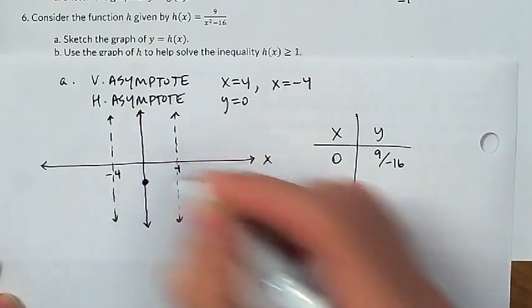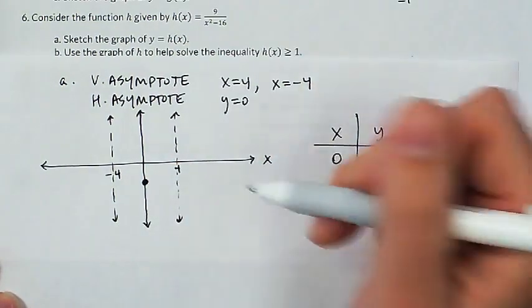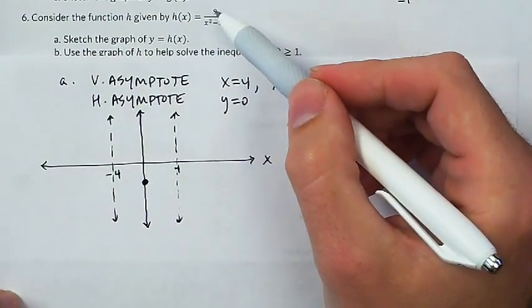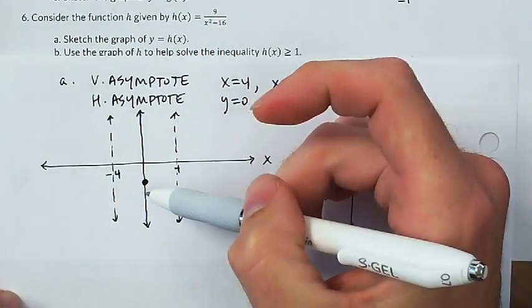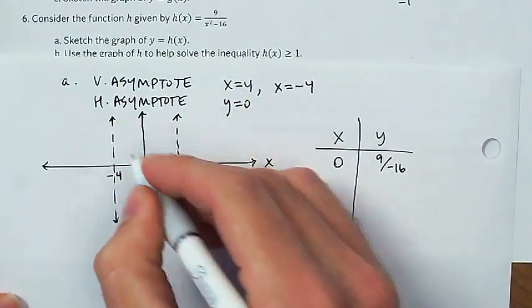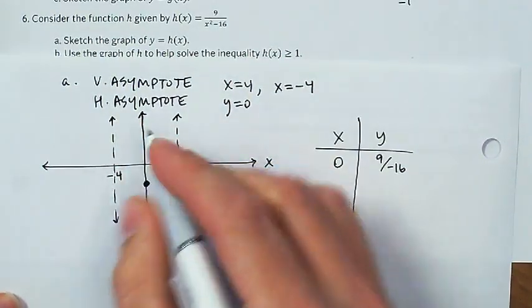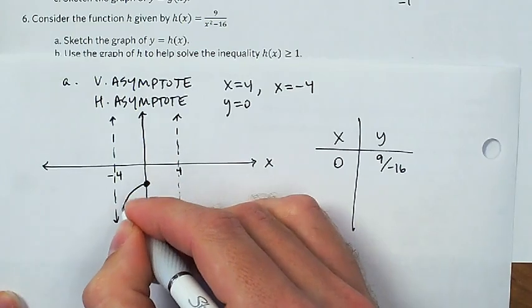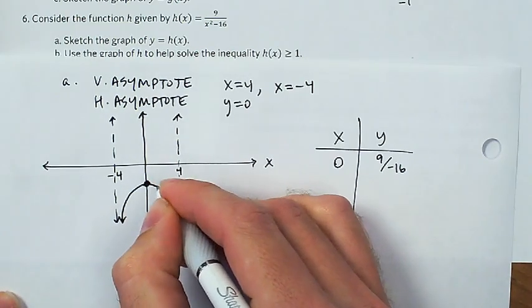So I'm just going to plot that down here. I know that this function never equals 0 because the numerator can't equal 0. And I know that it's got to approach these vertical asymptotes. So if it was approaching the vertical asymptote going up, I'd have to cross 0. That's not going to happen. So I know it's going to look like this.